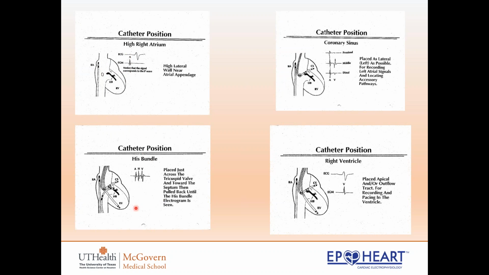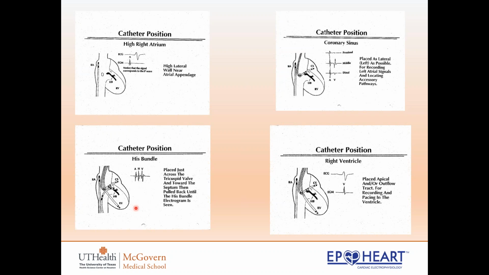The next catheter we put in is going to be a His catheter. This catheter is very important because it's going to lie at the level of the AV node. We all know that the AV node is our connection between our atrium and our ventricle. The conduction system has to go from the SA node to the AV node down to the ventricle.